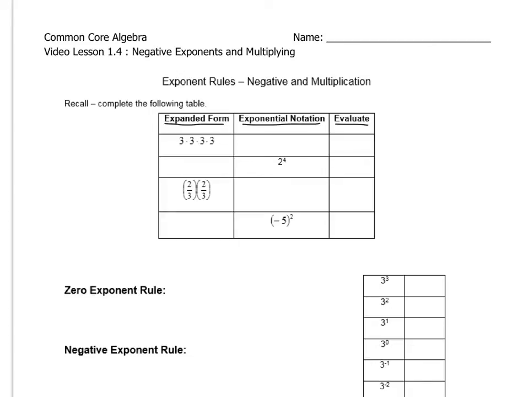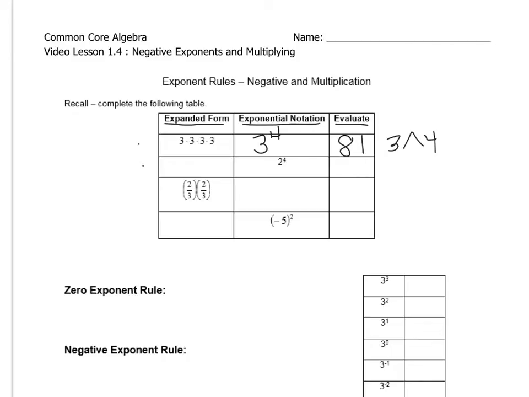So if you look at the expanded form in this one here, you've got 3 times 3 times 3 times 3. You're basically taking 3 and multiplying it by itself 4 times. So the exponential notation for that would be 3 to the 4th power. Now if you go to your calculator and you do 3 raised to the 4th power, or if you just do 3 times 3 times 3 times 3, you'll see the value when you evaluate is 81.